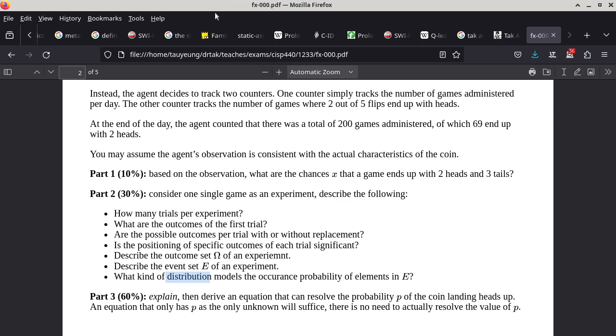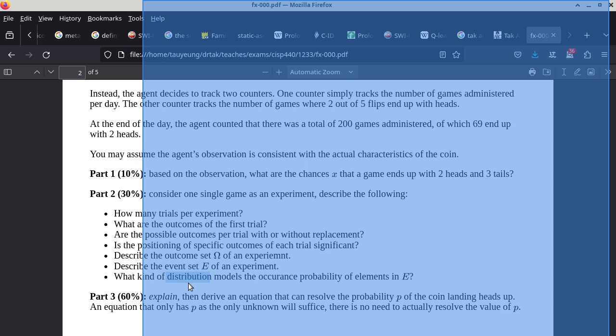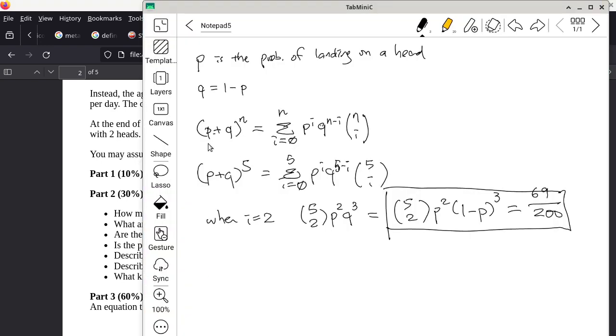Okay, so based on this part here, we know it is a binomial distribution. So if it is a binomial distribution, then we are looking at something like this. This is from the binomial theorem. And then from the binomial theorem, you have to identify that this n is describing the number of trials. And that's why we can choose n equal to 5. Out of this summation, then you have to identify this i needs to be a 2 to isolate the probability of 2 heads and 3 tails.